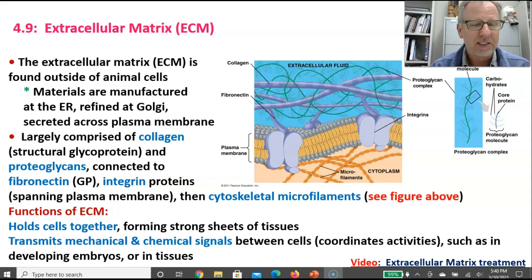Another function is that the extracellular matrix transmits mechanical and chemical signals between cells to help coordinate their activities. This is really common in developing embryos where cells need to be talking to each other to coordinate what they're doing, or in some tissues in our heart, and other parts of our body. So there's a video that I hyperlinked here talking about how the extracellular matrix may be used for repairing tissues. Wound healing. Check it out.